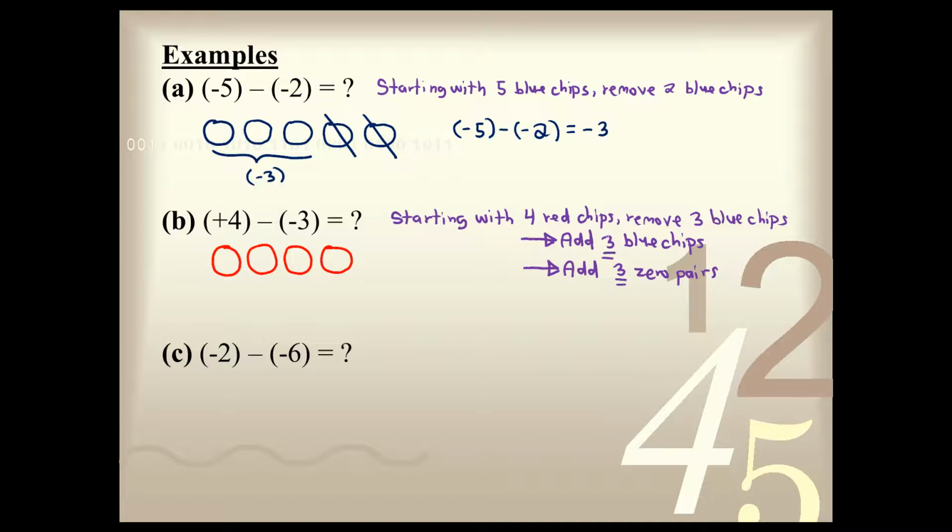You can't just add the blue chips on their own. If you added 3 blue chips, that would change the value of the original integer. By adding 3 0 pairs, it's a clever way of introducing the chips I need without changing the original value of +4. So let's go ahead and add these 0 pairs. We're going to add 3 of them. 1, 2, 3. That's the positive part of the 0 pair.